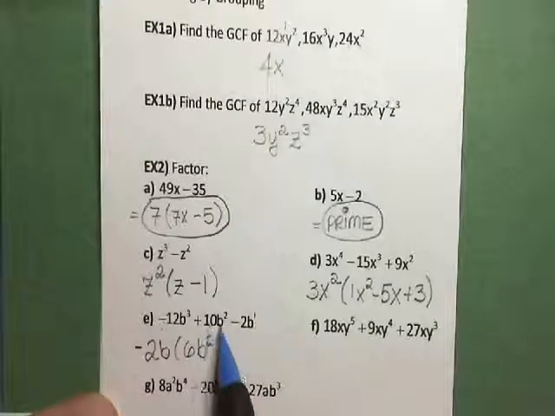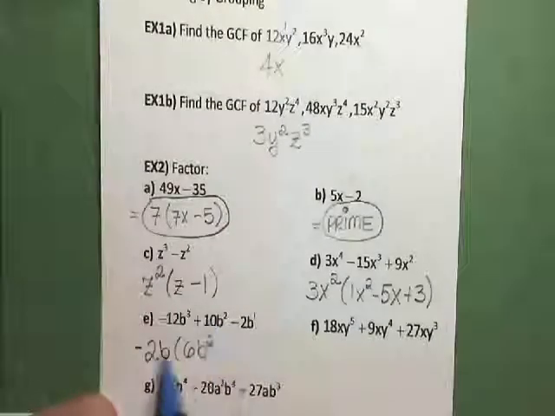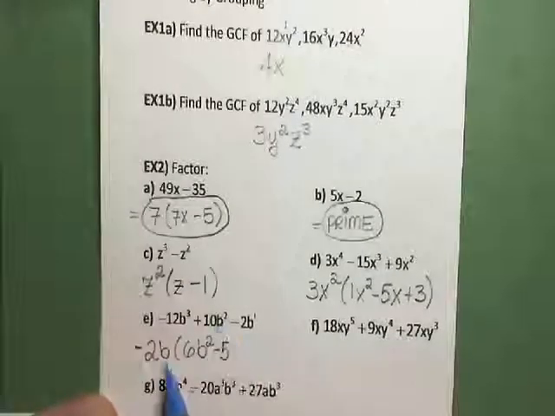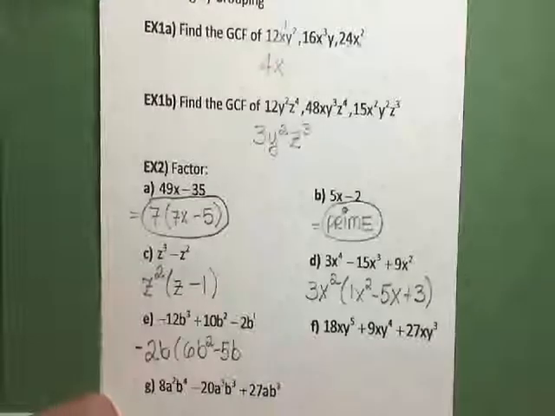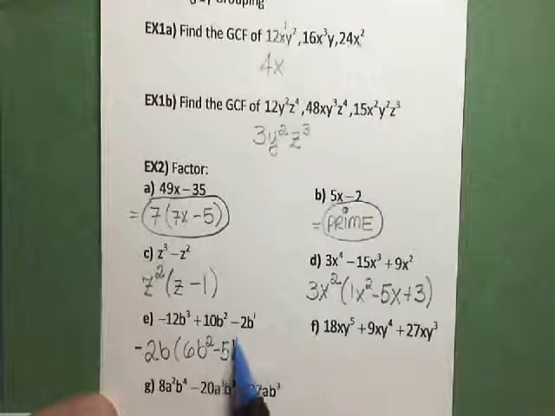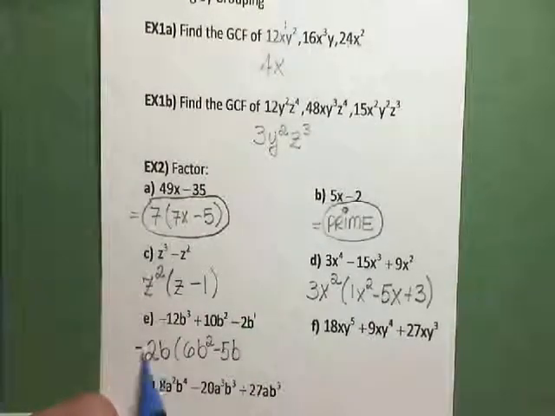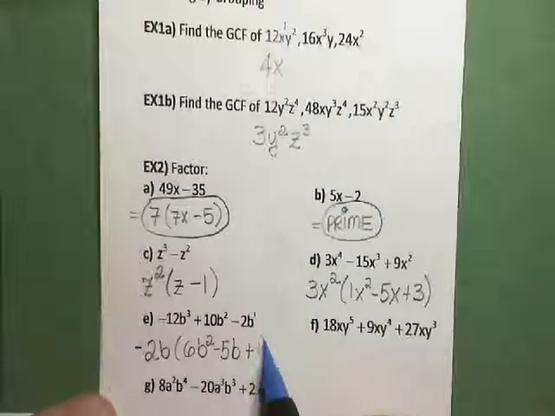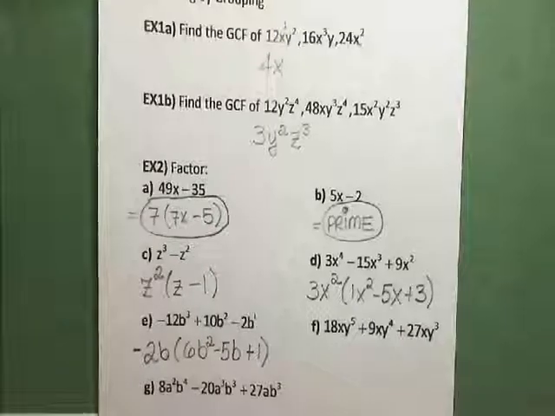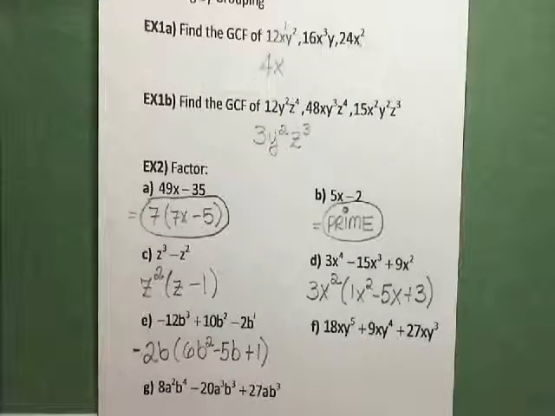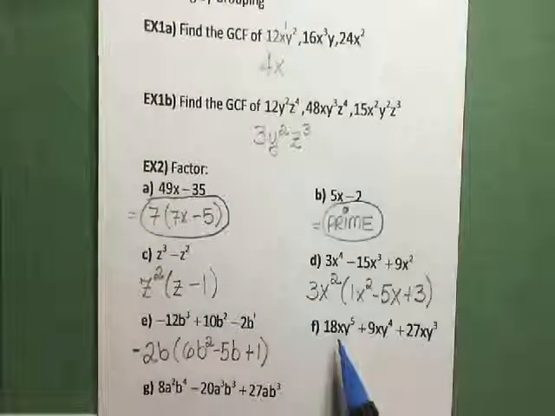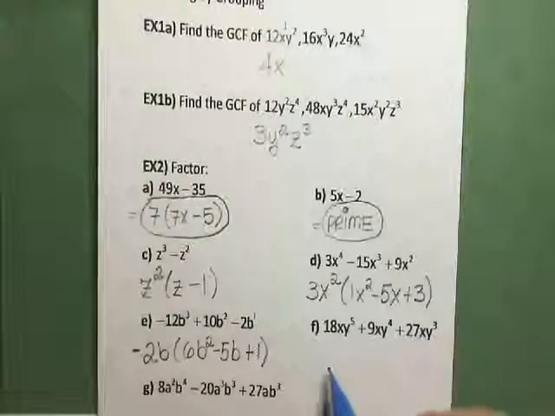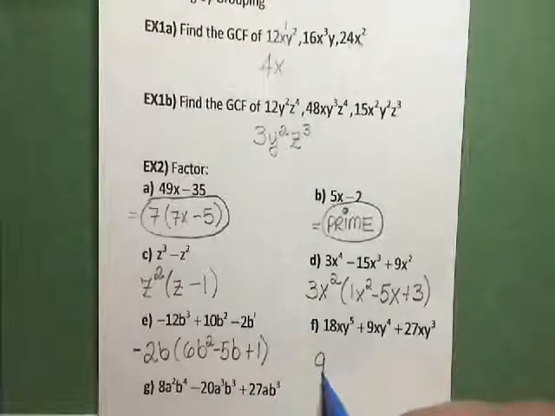Alright. 10b squared divided by negative 2b. 10 divided by negative 2 is negative 5. And b squared divided by b is b. And then the last one, negative 2b divided by negative 2b, will be positive 1. Okay? Alright, next one. What is the biggest number that goes into 18, 9, and 27? The answer would be 9.